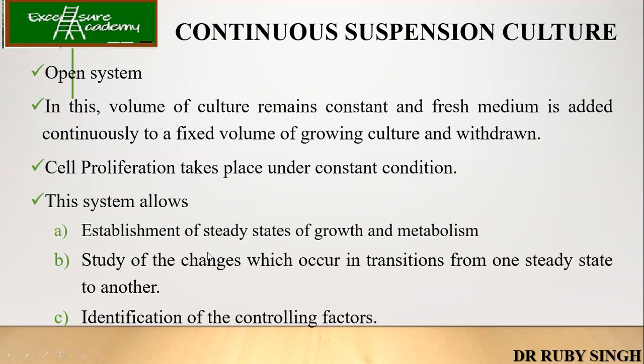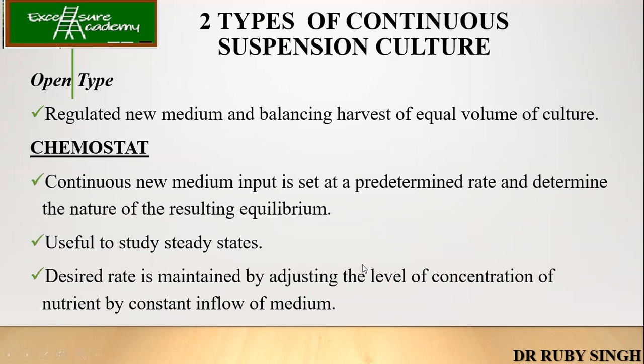Now this system allows establishment of steady states of growth and metabolism. This is also important. Please remember. Then you can study the changes which occur in transitions from one steady state to another, and you can identify the controlling factor. So what you can do is change certain factors or parameters by keeping other parameters constant, and you can study the changes happening in the growth of these cells.